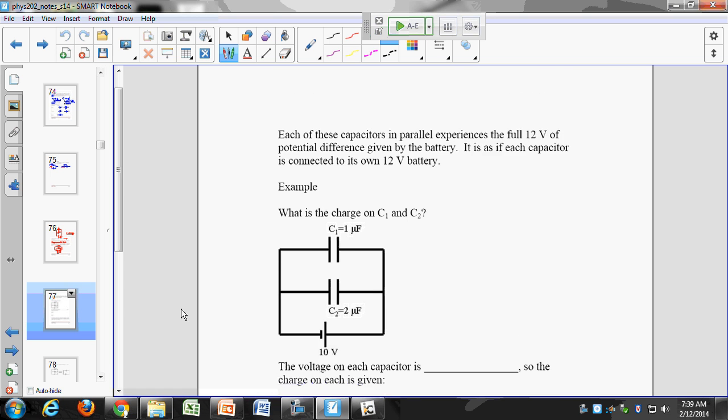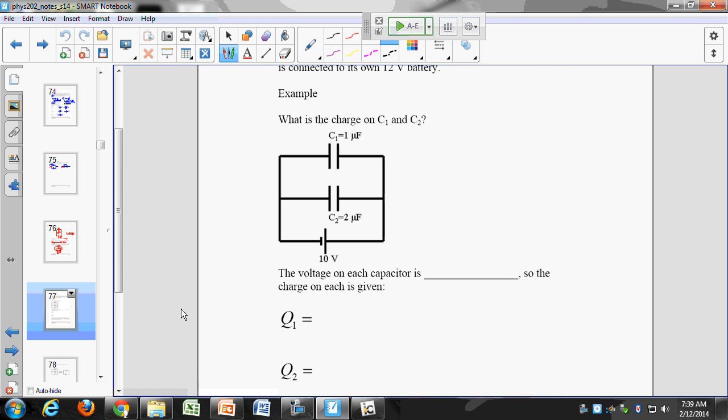So here I have these two capacitors. Have we done this one? No. All right, this one's pretty simple. And actually on your test, you're going to have more complicated circuits than this. But we're sort of building up to those. So let's just look at this one.